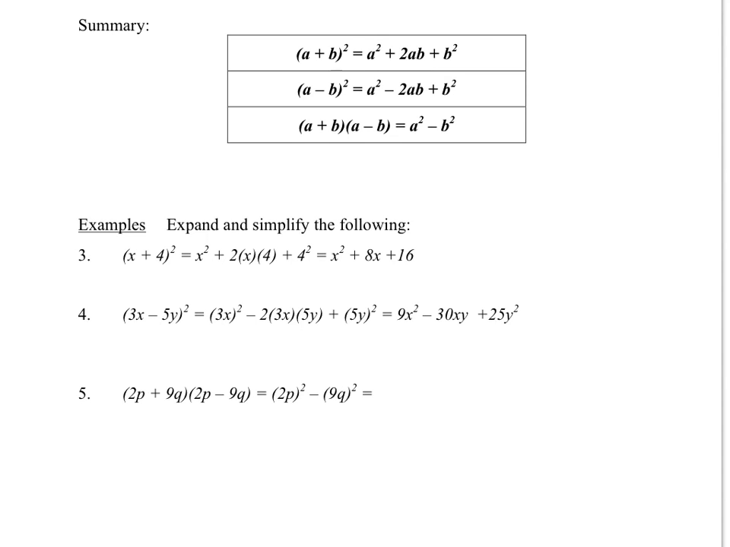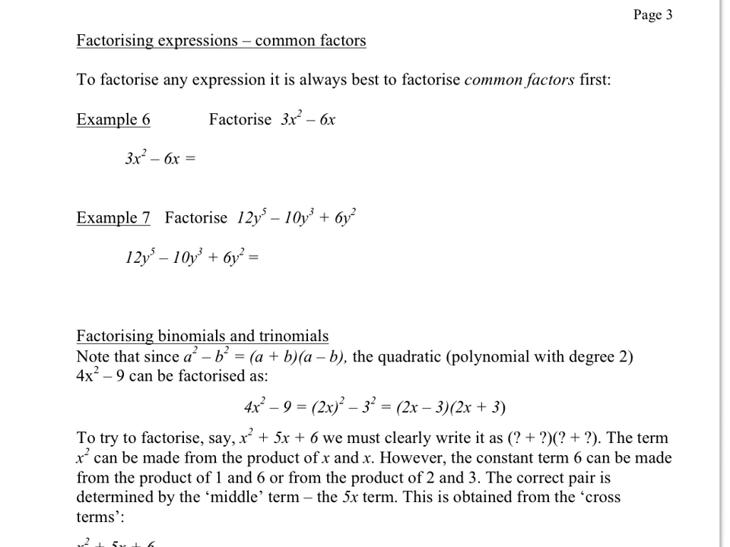Like this. And if you simplify that, 2p all squared is going to be 4p squared, and 9 squared is 81, so we have minus 81q squared. Now, I don't think you should have many problems with example 6. You just look for the thing that goes into 3x squared and also goes into minus 6x. That thing is 3x, so it's 3x times x minus 2.